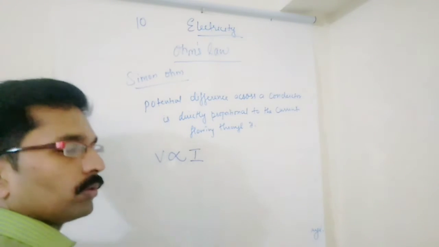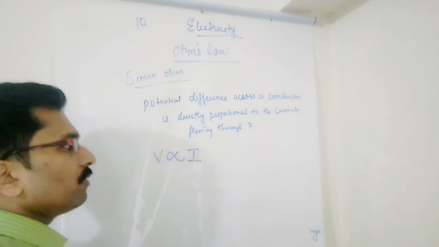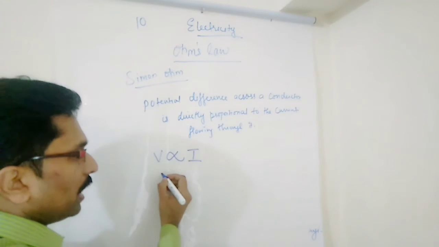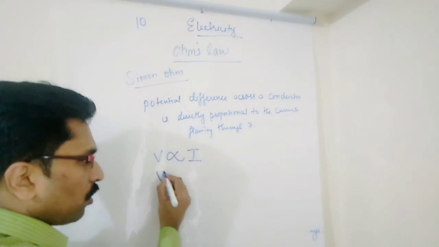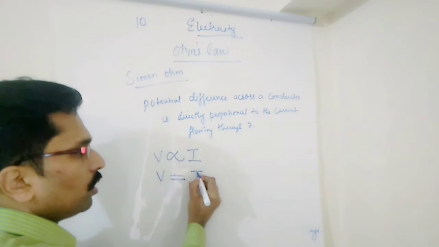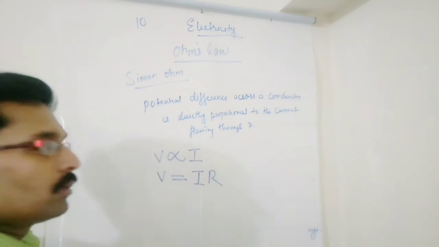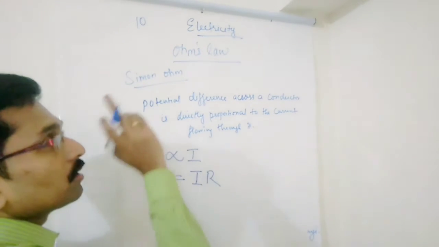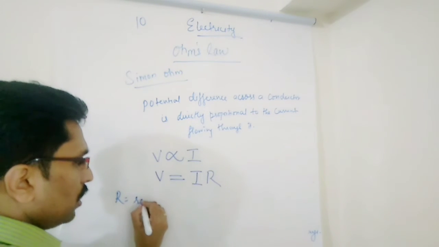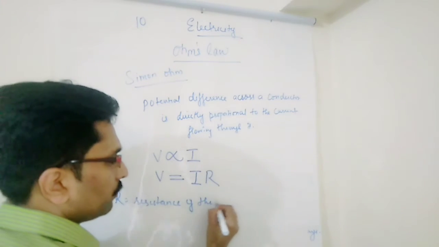This is Ohm's law. Now, as I have already mentioned, in physics wherever we have a proportionality sign, we have to change it with the help of a constant, and the constant which Simon Ohm has used over here is: V is equal to IR. R is the constant used in Ohm's law, and R is known as the resistance of the conductor.